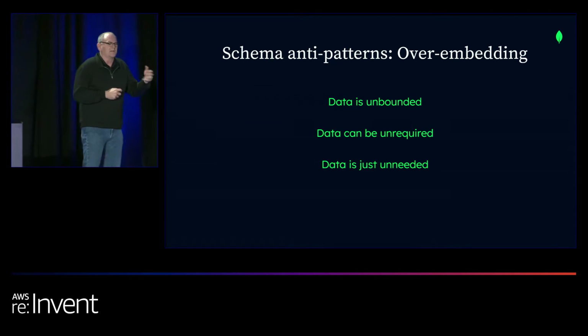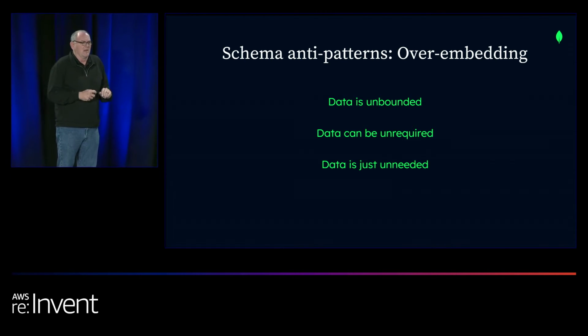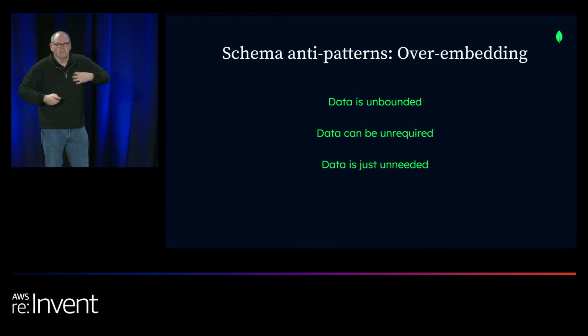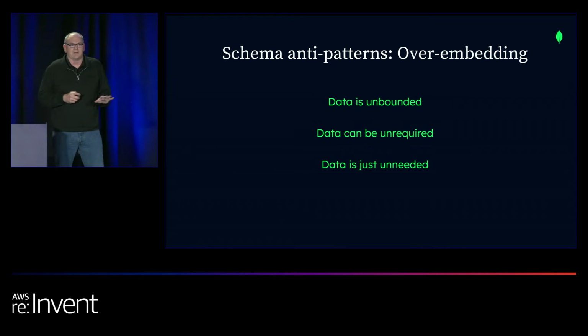The cost of every update starts to get larger and larger. So unbounded data, things we want to avoid, right? Arrays that grow and grow and grow and never get trimmed. These are things we want to avoid creating in our embedded document structures.